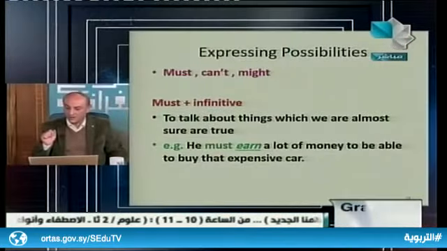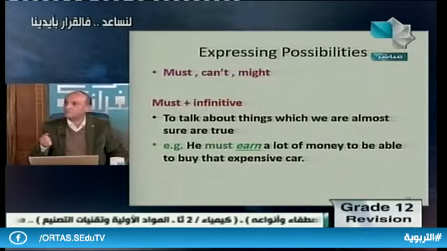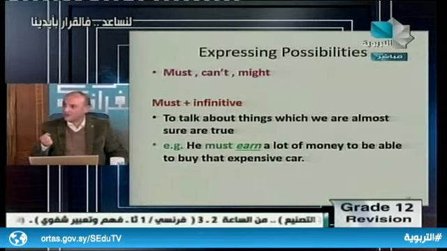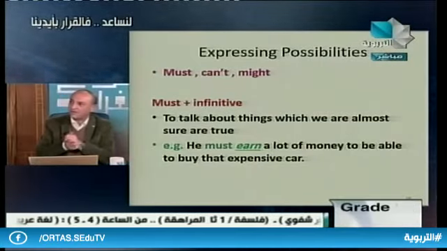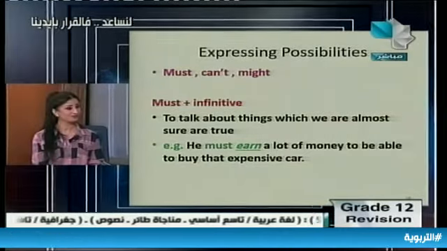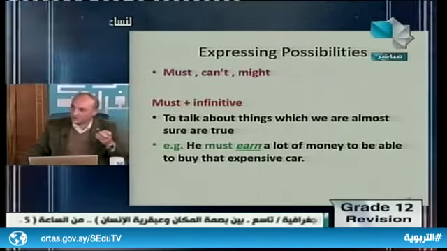So, but must has also other meanings. It is also used when we are sure about something, to give or express information. Here in this case, he was able to buy that expensive car. How? He must have earned a lot of money. He must be rich. We are sure that he is rich. So if we are trying to give a logical result, or to conclude something, it is called a logical conclusion.